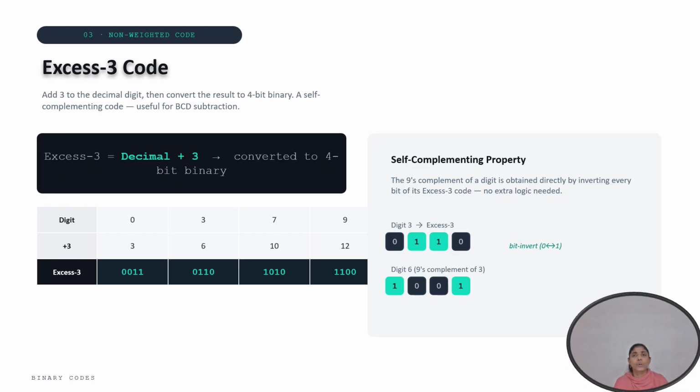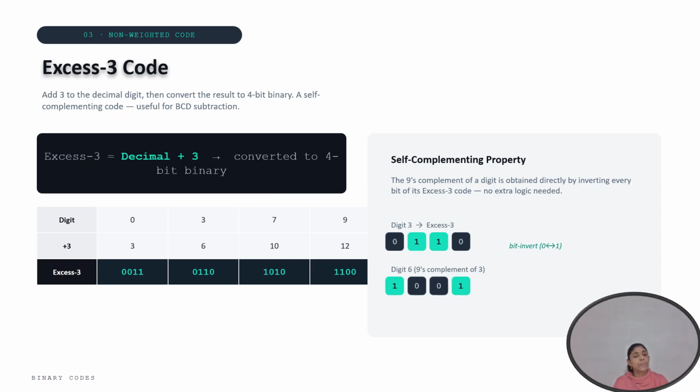Next it is the non-weighted code. What is that non-weighted code? 3 codes I introduced to you. One is the XS3, another one is the gray code, next is the ASCII code. We will see one by one. So the first code is XS3. From that word itself you can understand XS3. It means that each value is going to exceed by 3. So what you have to do? You have to add 3 to the decimal digit. Then convert the result to 4-bit binary. What is that 4-bit binary? Standard 8421 code.